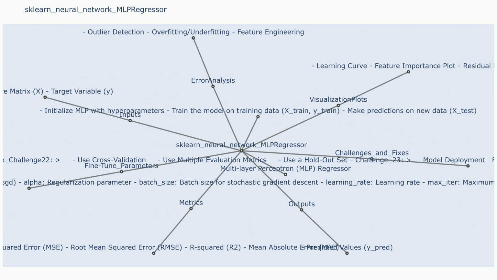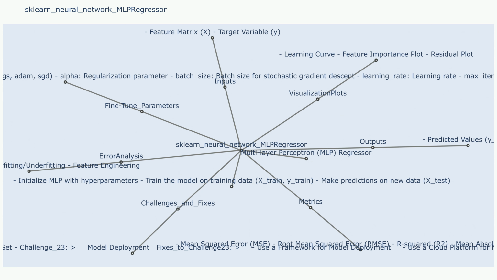Metrics. Mean squared error, MSE: this metric calculates the average squared difference between predicted and actual values. Root mean squared error, RMSE: this metric is the square root of the MSE, providing a measure of error in the same units as the target variable. R squared, R2: this metric represents the proportion of variance in the target variable that is explained by the model. A higher R2 indicates better predictive power.